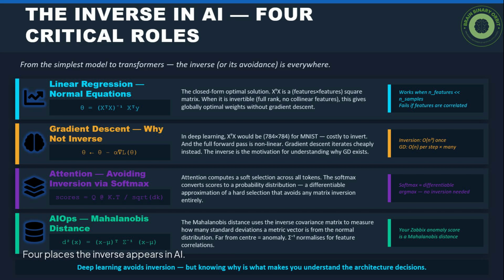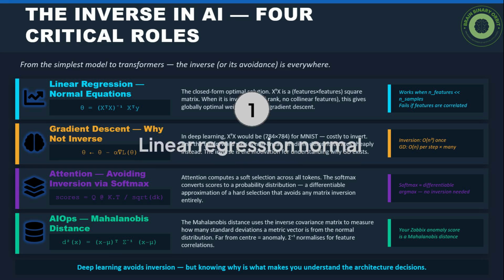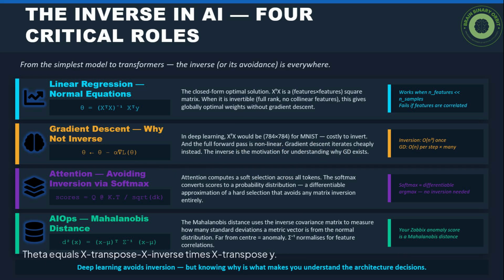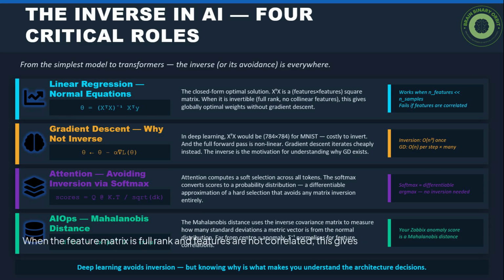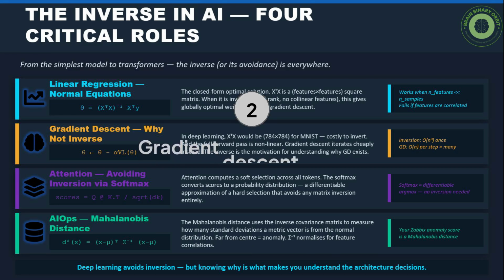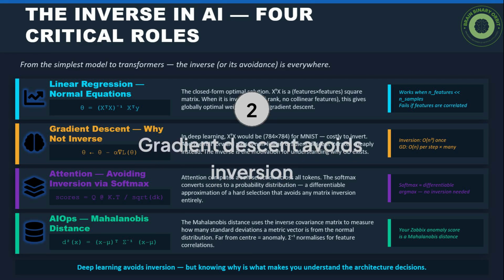Four places the inverse appears in AI. One, linear regression normal equations. Theta equals X transpose X inverse times X transpose y. When the feature matrix is full rank and features are not correlated, this gives the globally optimal weights in one operation. Two, gradient descent exists specifically to avoid inversion at scale.